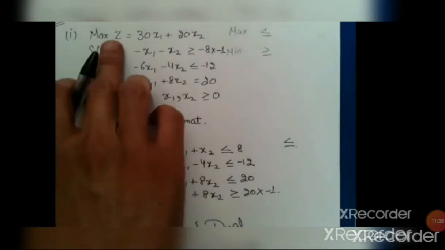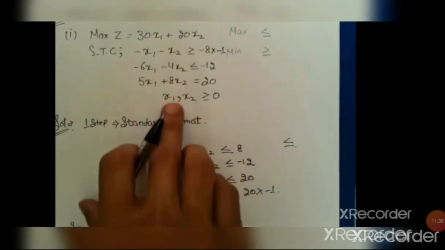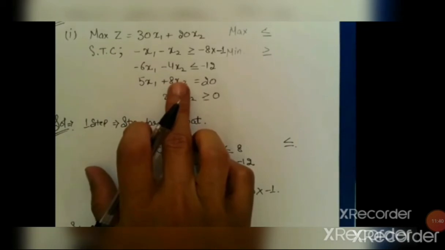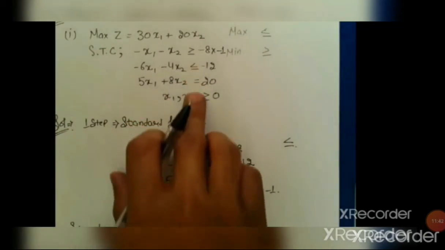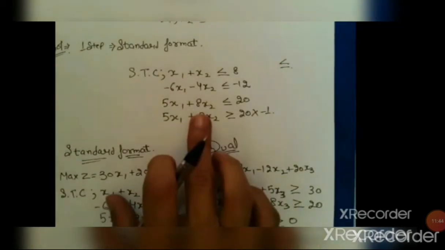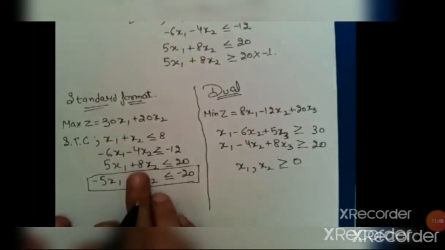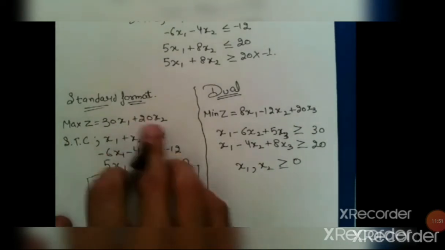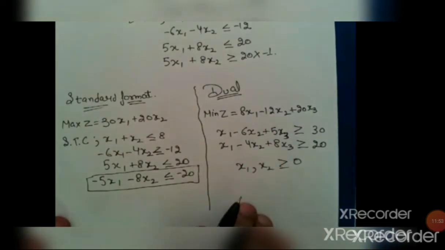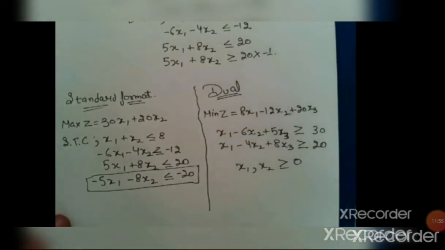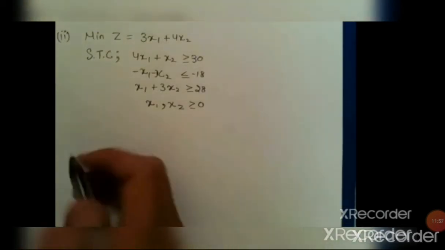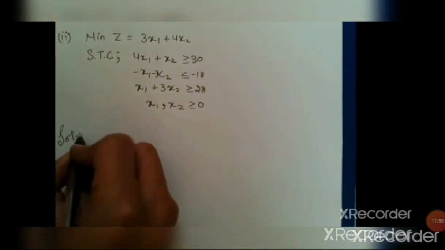Okay. In this way you can produce a dual. So first, this is the given problem. You convert it into standard format, which is the primal problem. Then convert this problem into the dual problem. Okay. So we'll see one more example. Let us see one more example.